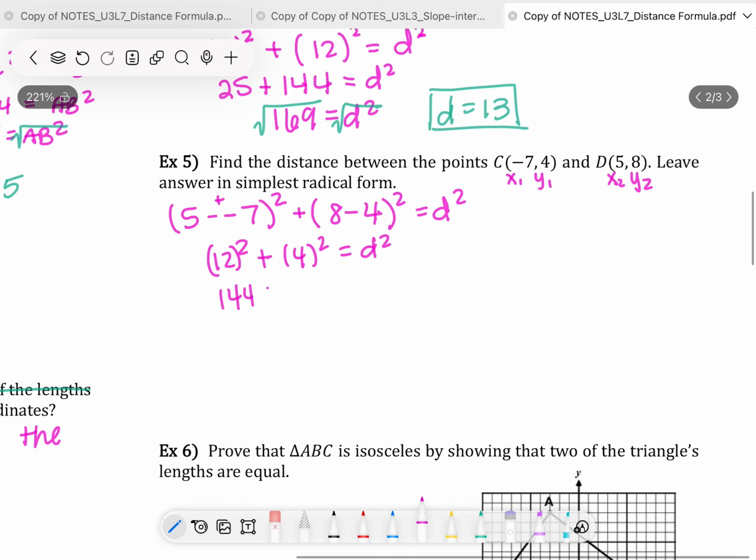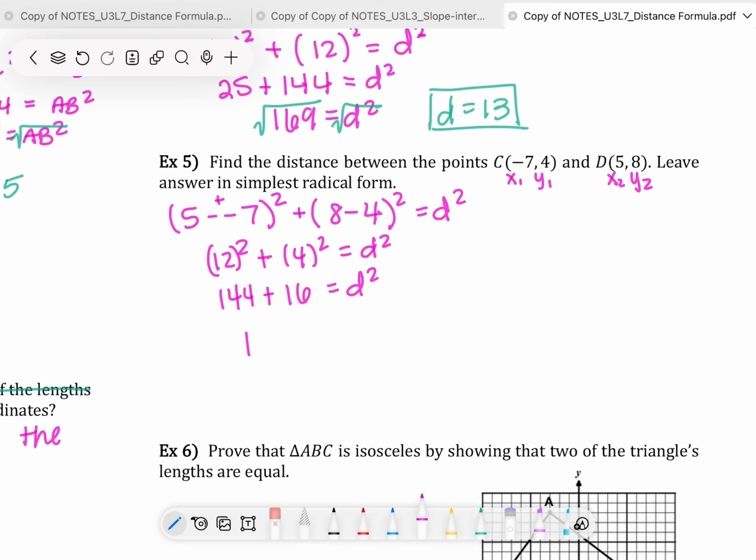144 plus 16 is equal to d squared. 144 plus 16 is going to be 160. And now we square root both sides.